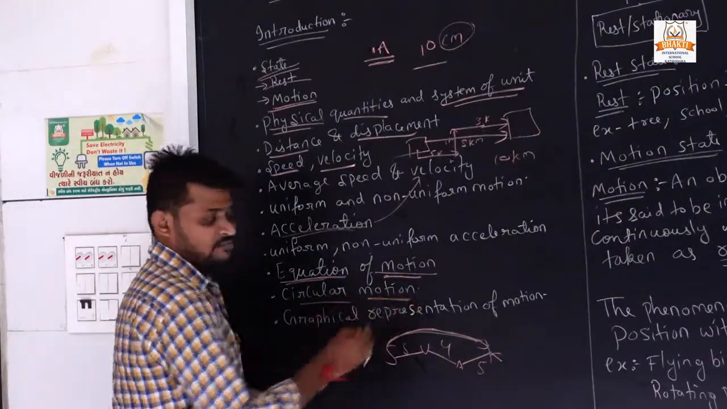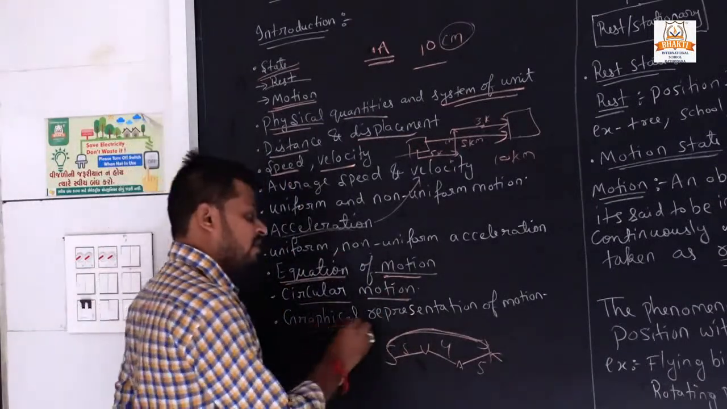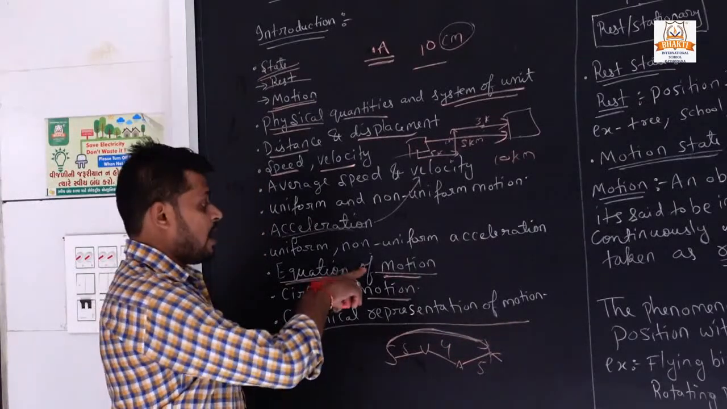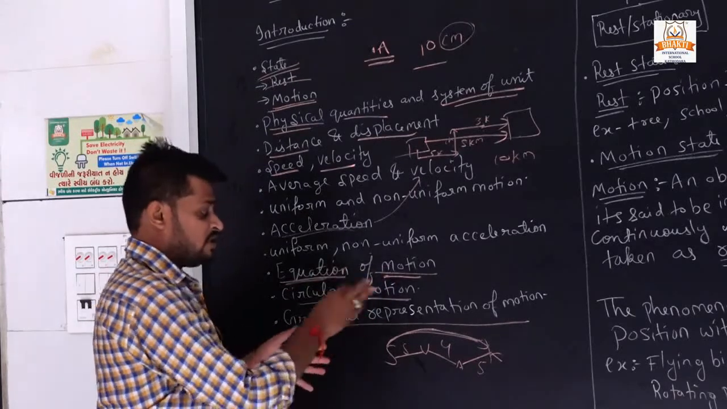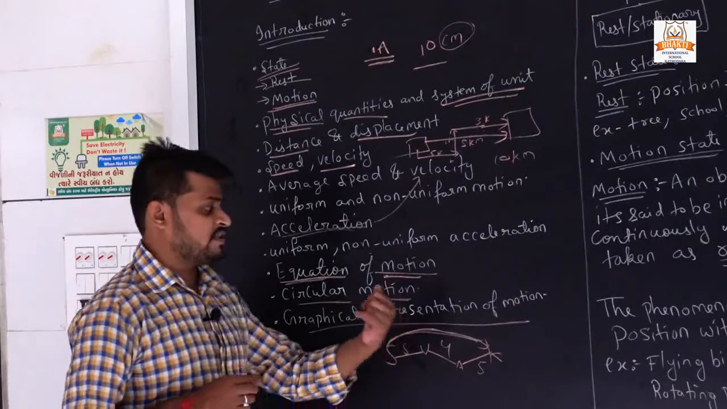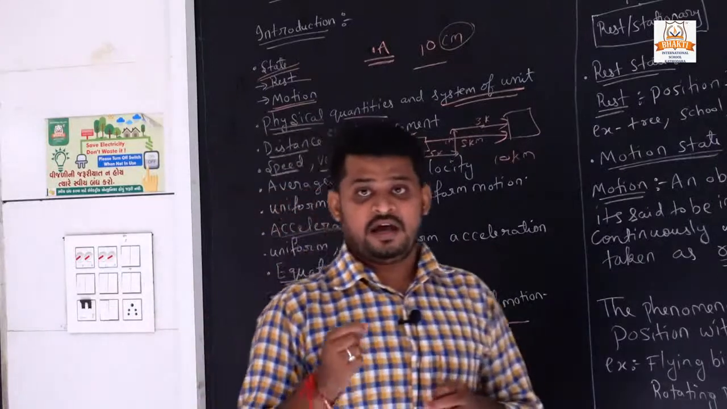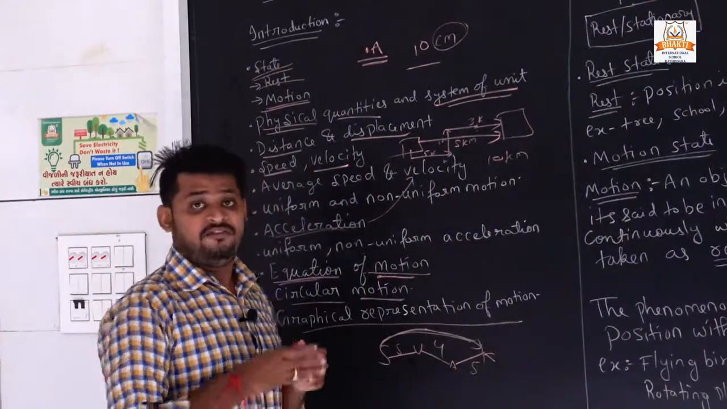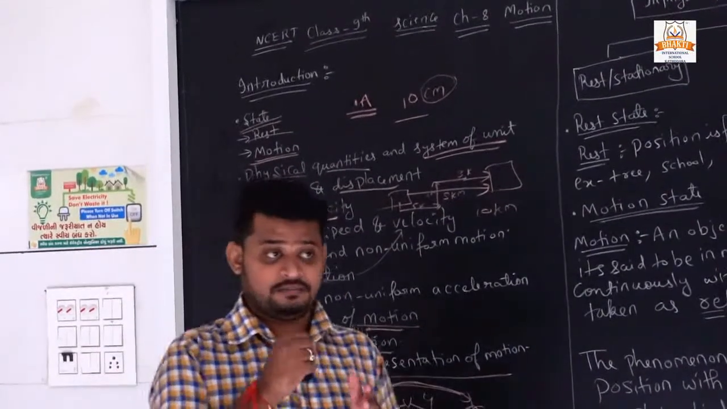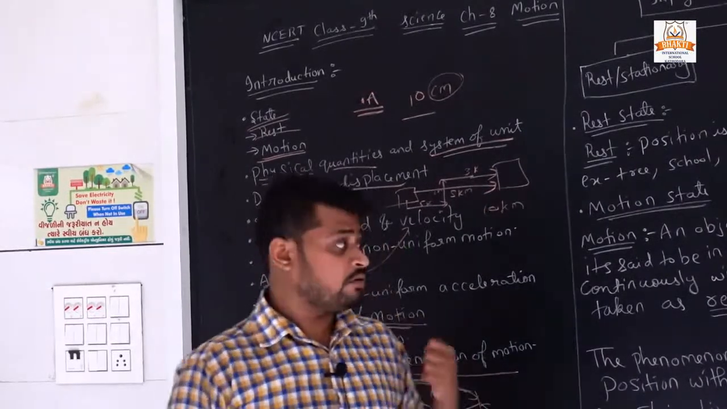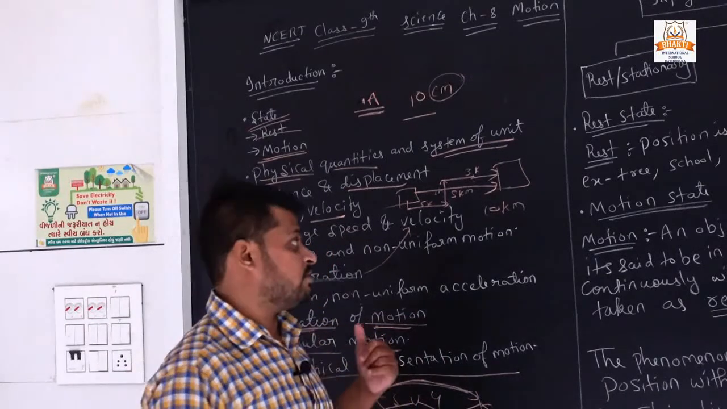Then circular motion. What is circular motion? What is linear motion? We will study this in this chapter. And graphical representation of motion, meaning how we represent the equations of motion in a graph. So we are going to study all these points in this chapter, and these are all the basic points. If we study them properly and know all the points, then it is very easy for us to solve the numericals and understand this chapter.